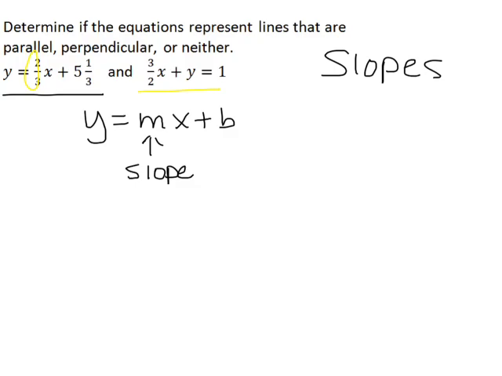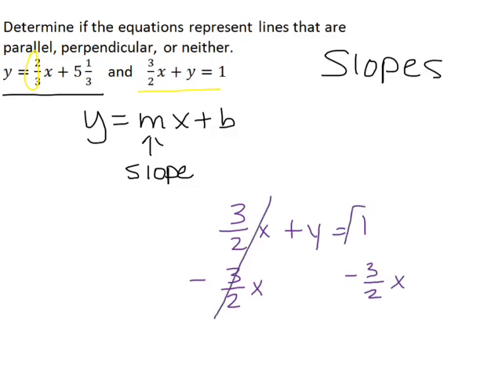For this other line, we need to identify the slope. So we're going to need to turn it into y equals mx plus b. So we have 3/2 x plus y equals 1. We subtract 3/2 x from both sides. Those cancel. These are not like terms on the right side, so I just write them. I usually like to write the x term first. That leaves me with y equals -3/2 x plus 1. The slope of it is -3/2.